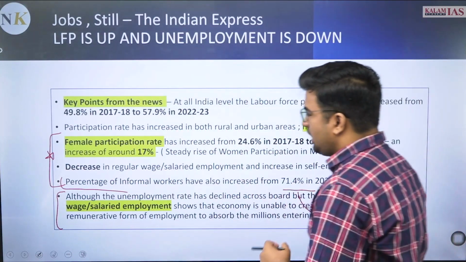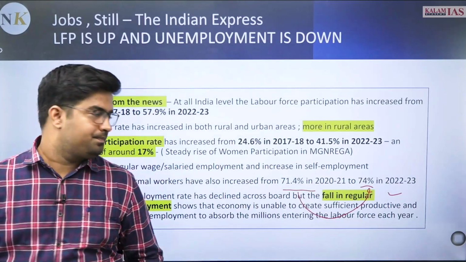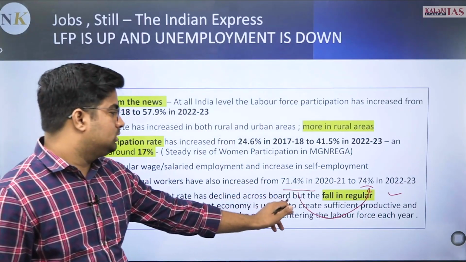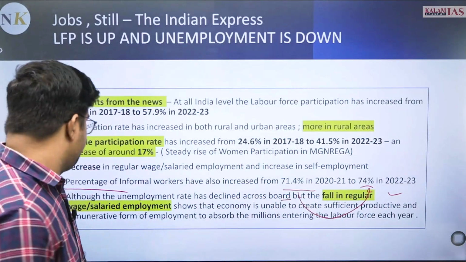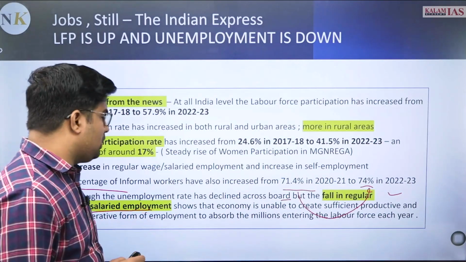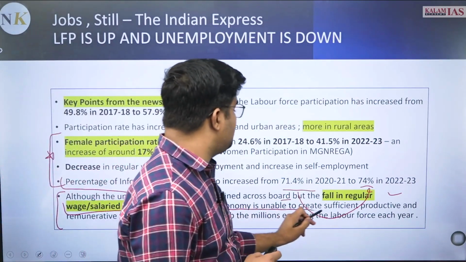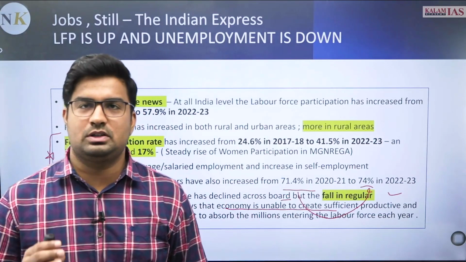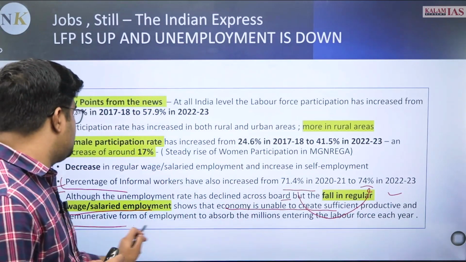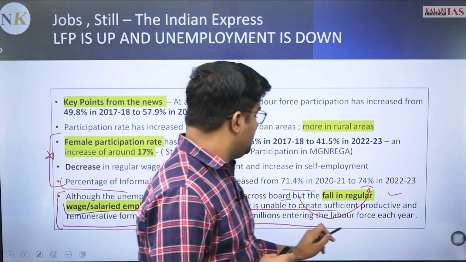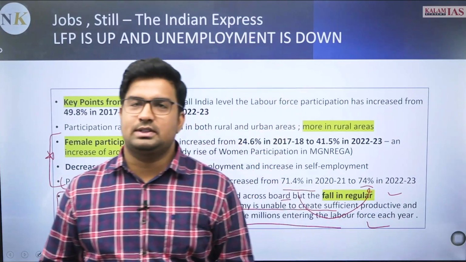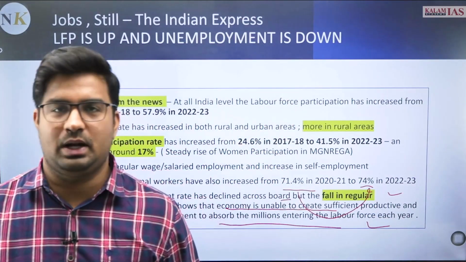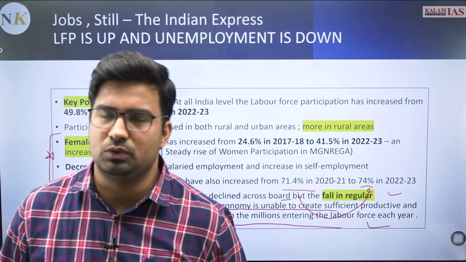Thereafter, although the unemployment rate has declined across the board, the fall in regular wage and salaried employment shows that the economy is unable to create sufficient productive and remunerative forms of employment to absorb the millions entering the labor force each year. That is one part of the discussion which I have just explained to you.